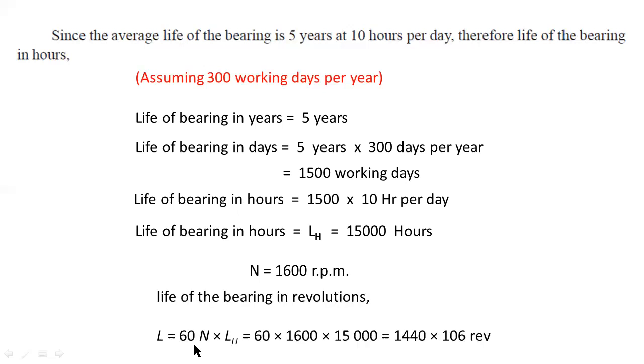The general expression for life of bearing in revolutions is equal to 60 into N into LH. LH means life of bearing in hours. You have to convert this life of bearing in hours into minutes, so that's why you have to multiply with 60. 60 into LH means life of bearing in minutes. Then after, you have to multiply with N to convert this life of bearing into revolutions. Here N equal to 1600 RPM. And 60 is for 1 minute, and this one is hour, 1 hour.